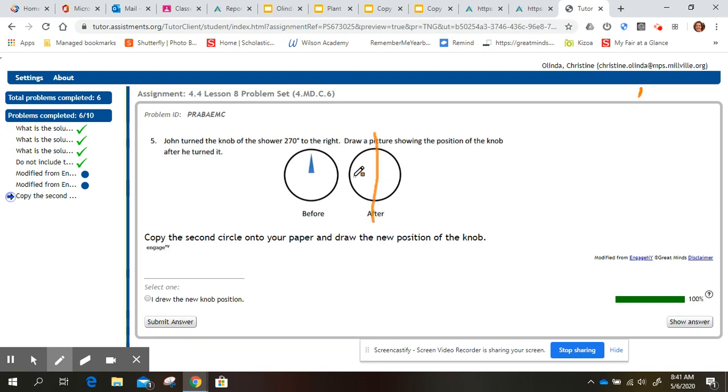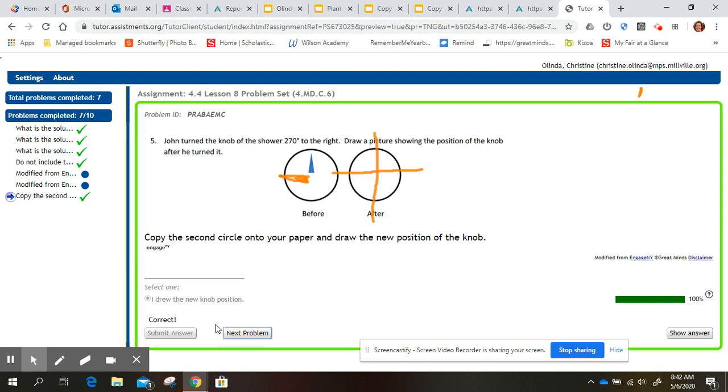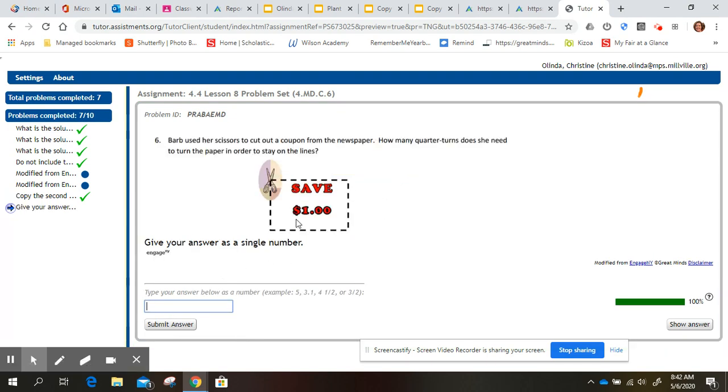Remember, if we're going 270 degrees, that means we have to go around 3 quadrants. So the knob will be pointing that way. And so you can say, yes, I drew the knob position. Let me go to the next one.